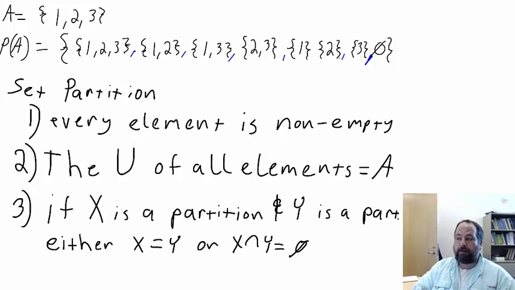And the third quality: if X is a partition of a set and Y is a partition of the same set, then either X equals Y, they're the same partition, the same set of sets, or X intersection Y is the empty set. That is, they have nothing in common. So each partition is unique.